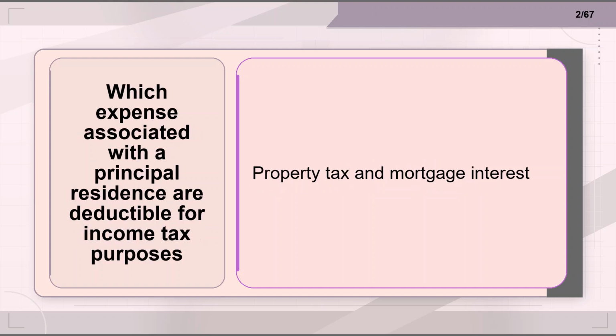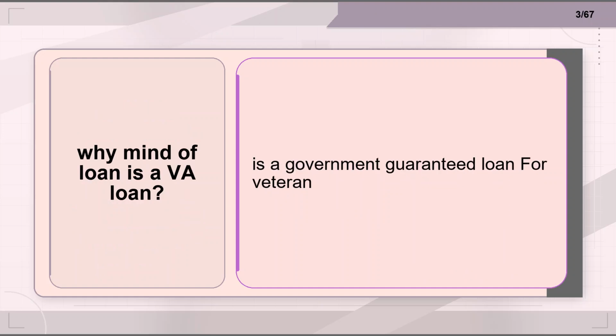Flashcard 2. Term. Which expense associated with a principal residence are deductible for income tax purposes? Definition. Property tax and mortgage interest. Flashcard 3. Term. Why might have loan is a VA loan? Definition. Is a government-guaranteed loan for veteran.